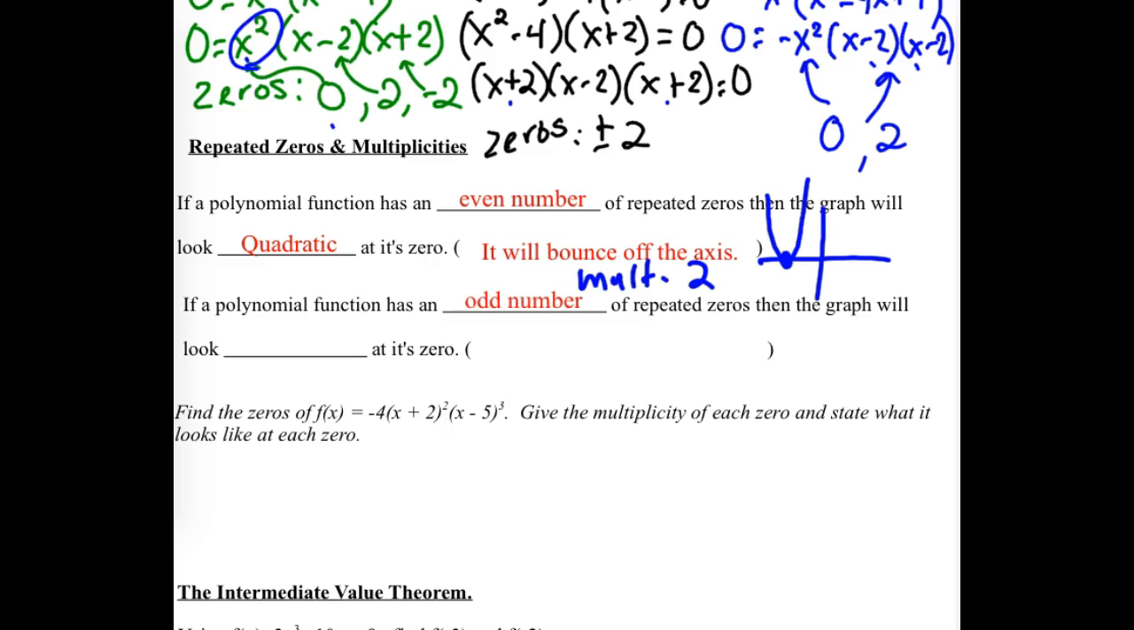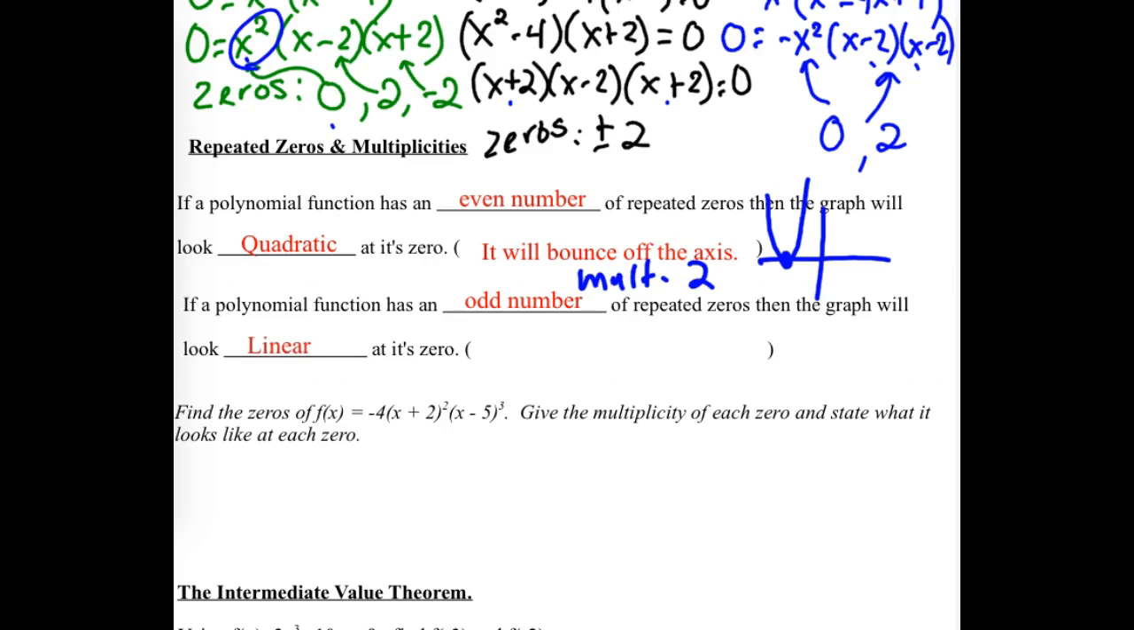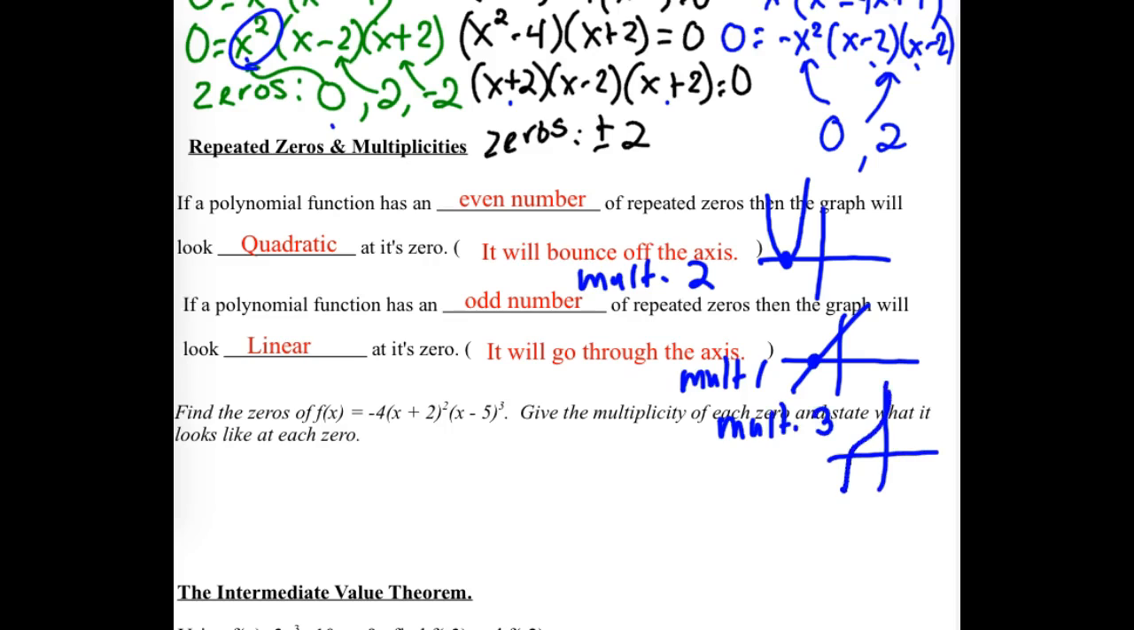If it shows up an odd number of times, for example, we might have a zero at 5, but it shows up in 3 places, then it's going to look linear, cubic, x to the 5th, that type of thing. So it's actually going to cross through the x-axis. And again, the more times that it shows up, the more you can determine the shape of the graph. So if its multiplicity is 1, it's going to just cross like a line, be linear. If its multiplicity is 3, then it would actually kind of have a cubic twist shape to it.